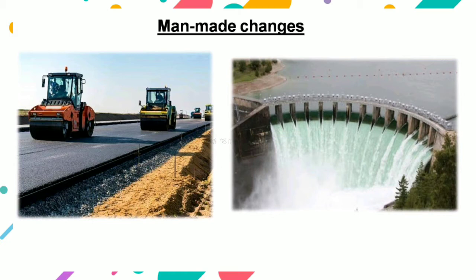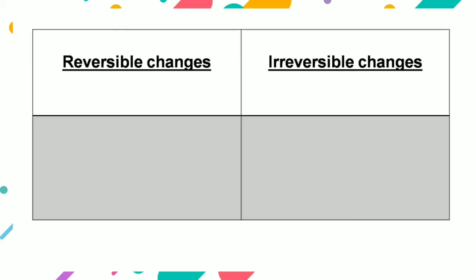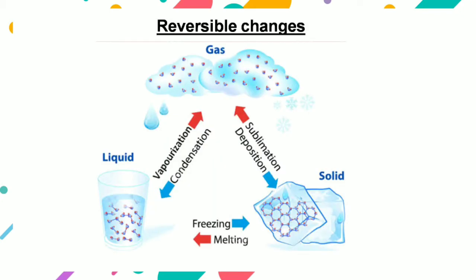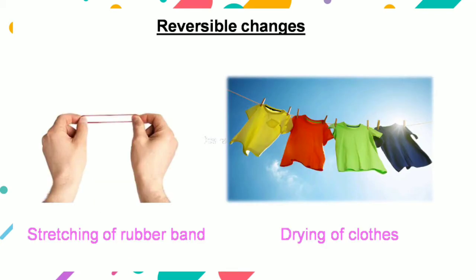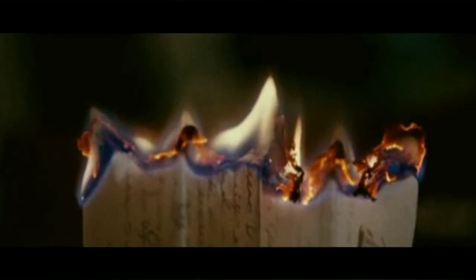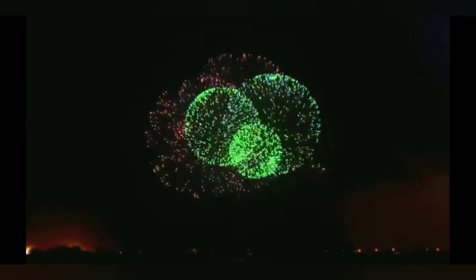The changes that occur around us can also be classified as reversible and irreversible changes. The changes that can be easily reversed by reversing the conditions or by removing the cause of change are called reversible changes. For example, vaporization, condensation, freezing, melting, sublimation, stretching of rubber band, drying of cloth, etc. are all reversible changes. The changes that cannot be easily reversed are called irreversible changes. For example, burning of paper, germination of seeds, bursting of crackers, etc.